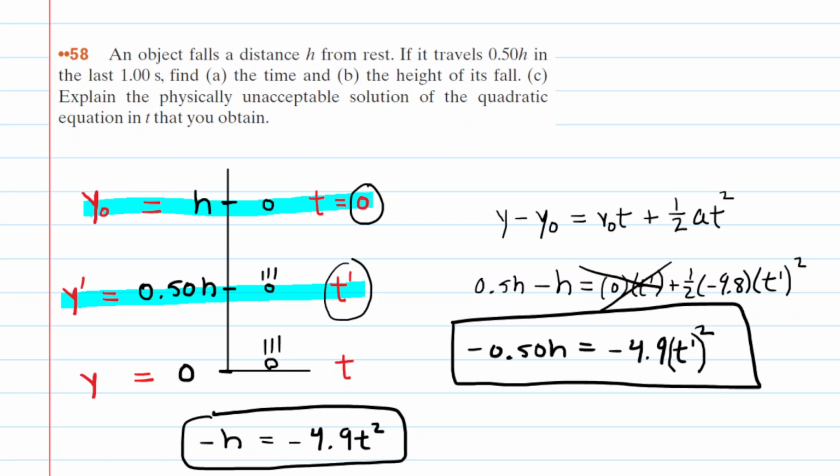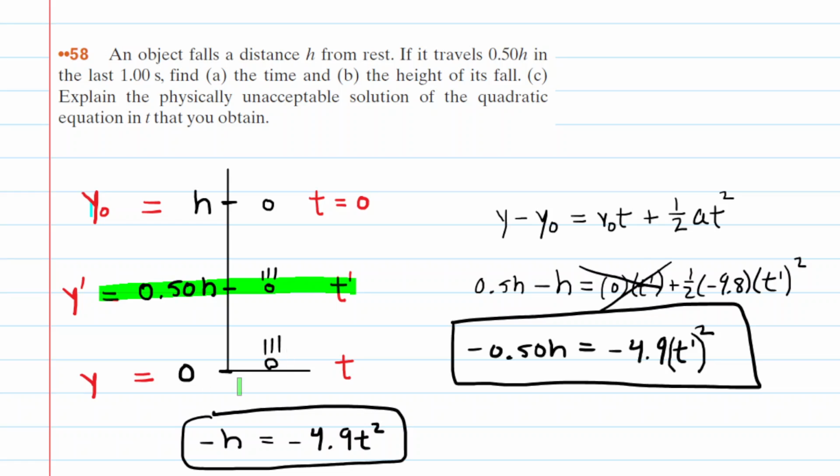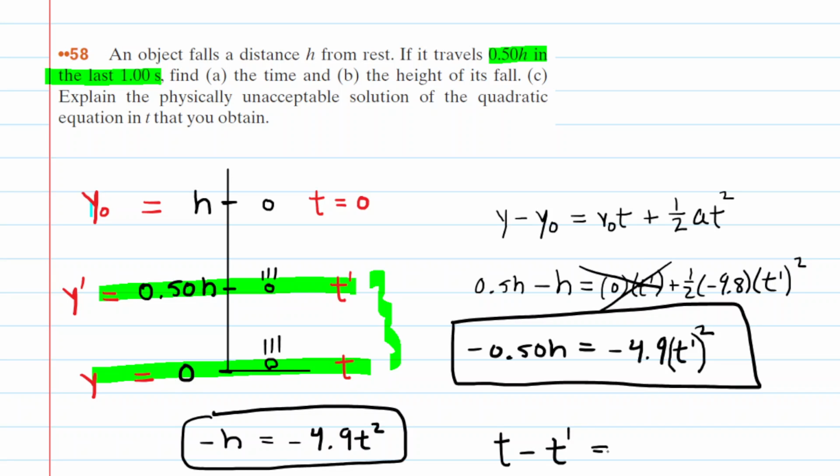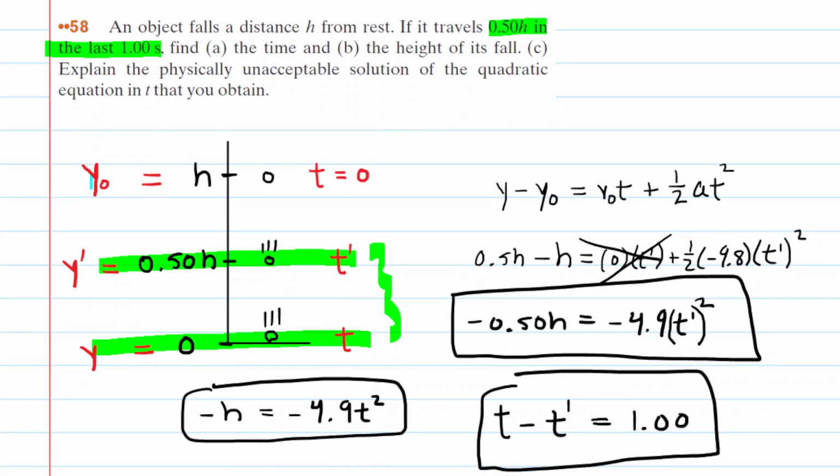The other equation we're going to need has to do with the interval of time from when the object falls from here down to here. Notice the question says that it travels half of an h, or 0.5h, in the last 1 second. The last 1 second would be this interval right here. So what that is telling us is that the difference in time during that interval is 1 second. So in other words, we could also say that t minus t prime is equal to 1 second. And this is our third equation right here. This is great. We have to solve this equation ultimately for the time t.